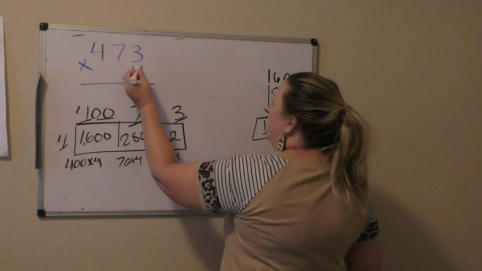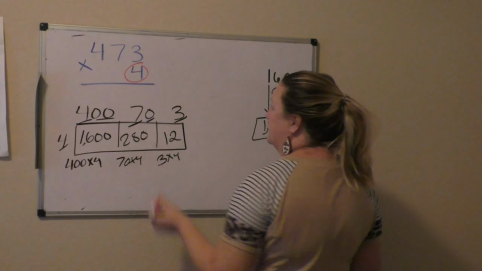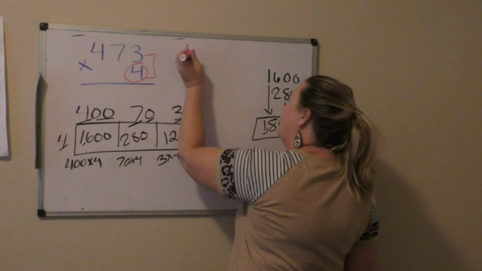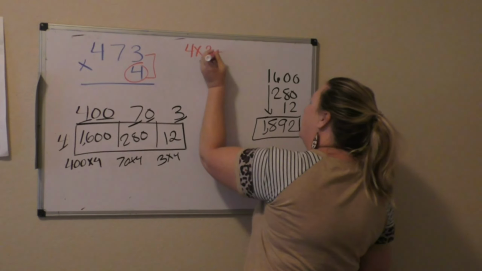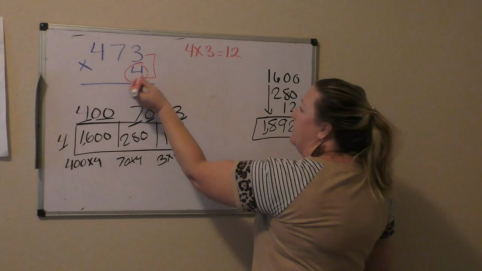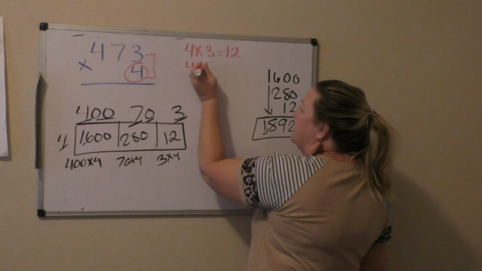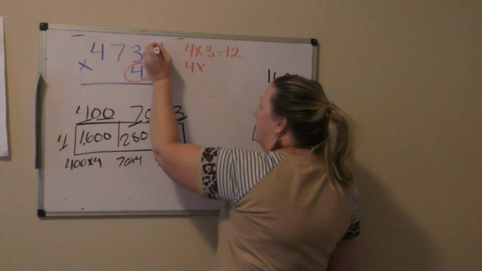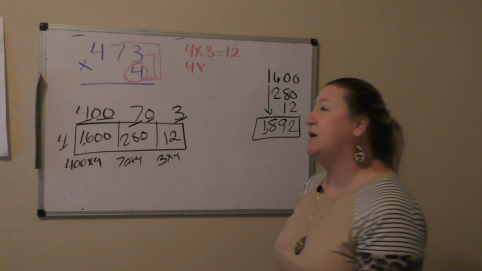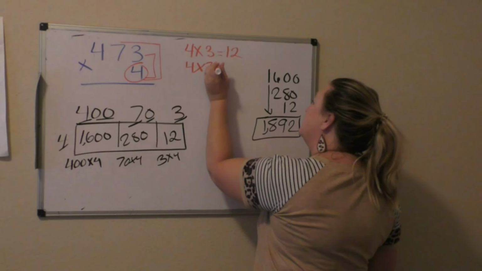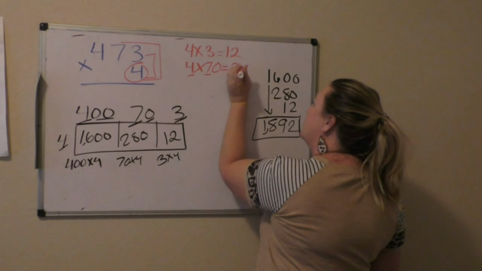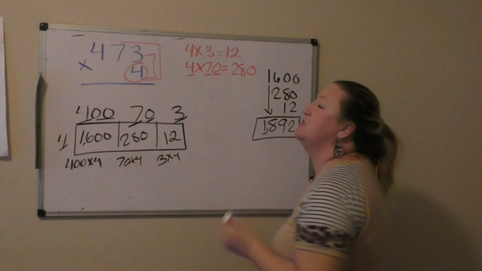Again, I start on the bottom in my ones place. My first step is 4 times 3, which is 12. My second step is it's my 4. This time I'm multiplying it by that 7. It's not just 7, it's in the tens place, so I'm multiplying 4 times 70, which equals, again, 4 times 7 is 28. Add my 0, I get 280.